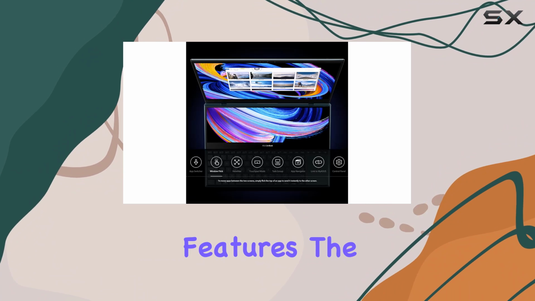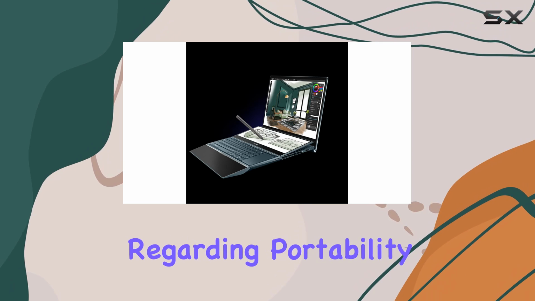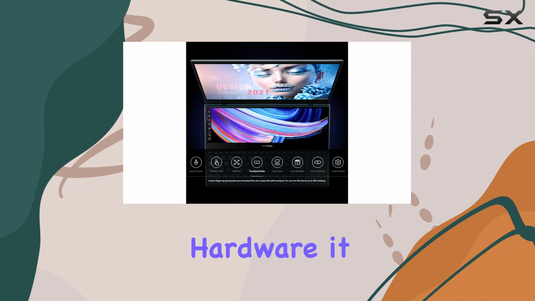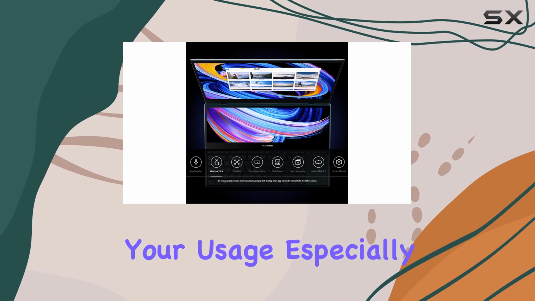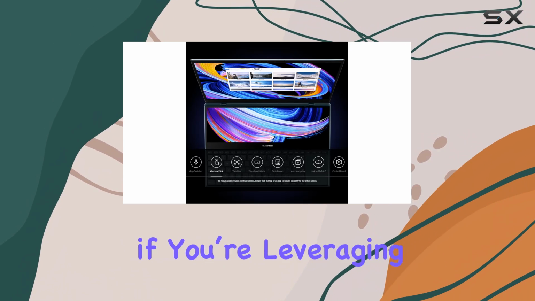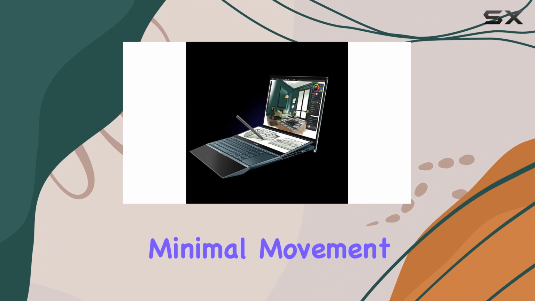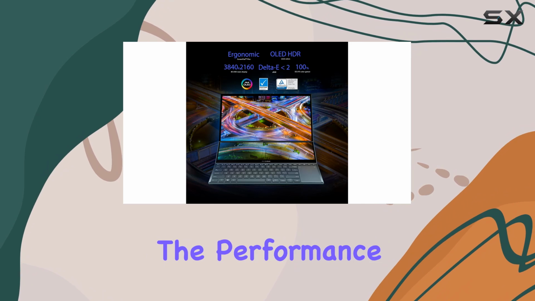Despite its power-packed features, the ZenBook Pro Duo does come with considerations regarding portability and battery life. It's a bit on the heavier side, primarily due to its dual-screen design and the hardware it packs. Battery life can also vary significantly depending on your usage, especially if you're leveraging both screens intensively. However, for stationary or minimal movement work setups, these concerns might be negligible considering the performance benefits.